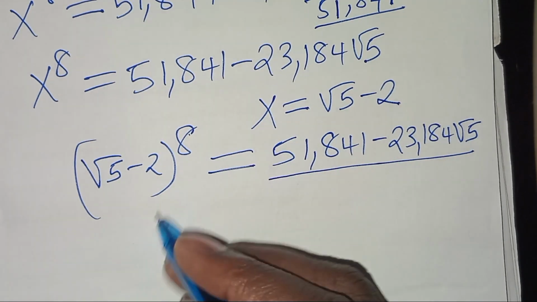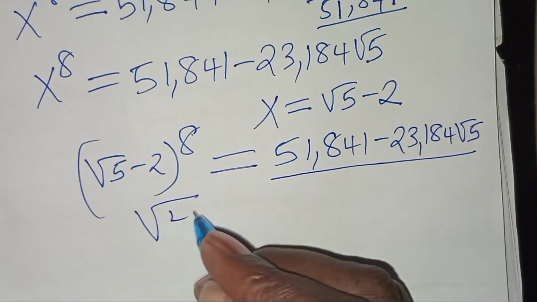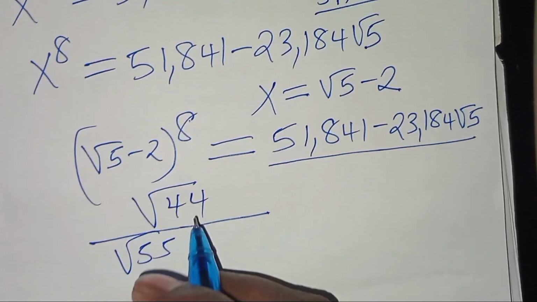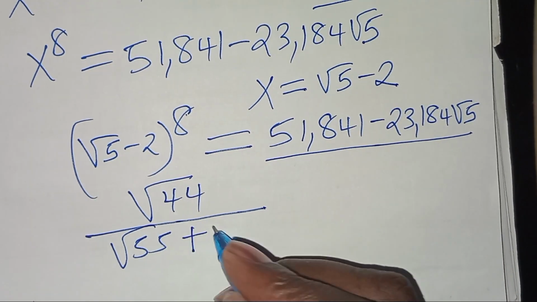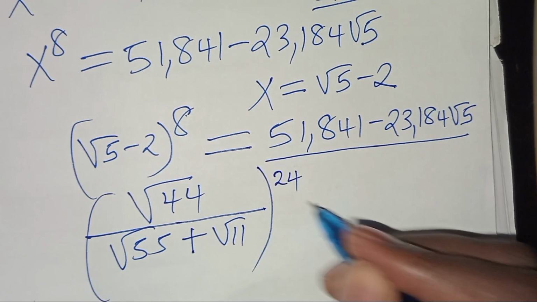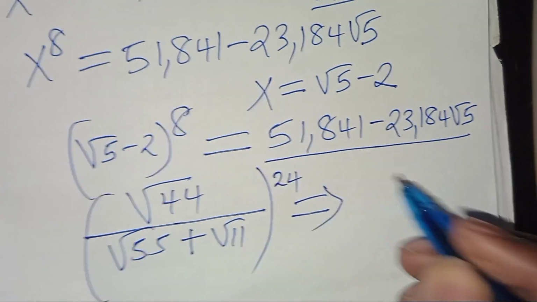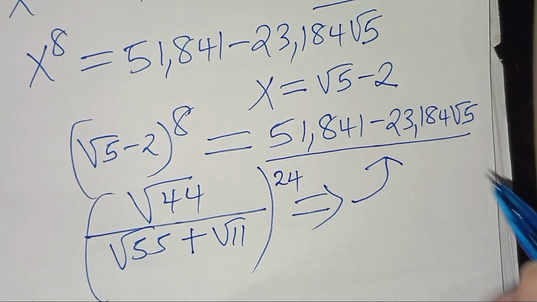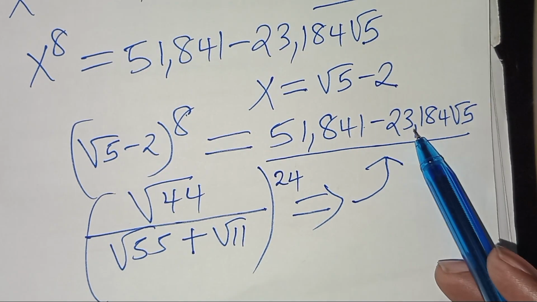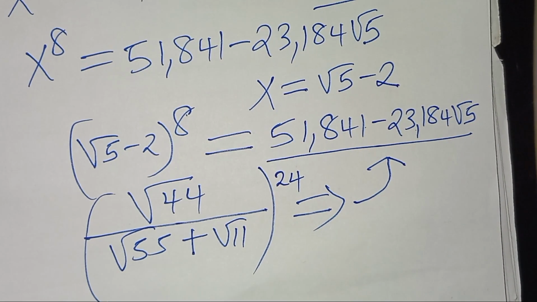Now that basically means that the square root of 44 divided by square root of 55 plus square root of 11 raised to the power 24 is basically equal to 51,841 subtract 23,184 square root of 5.